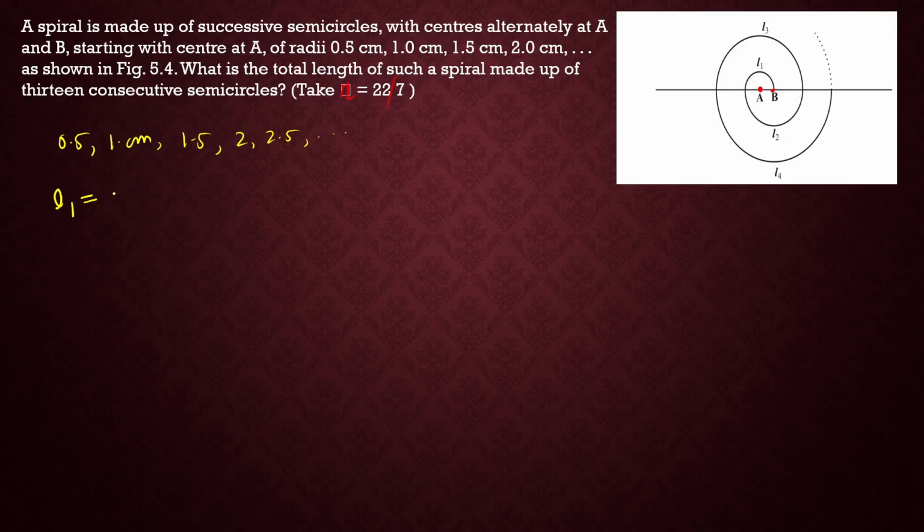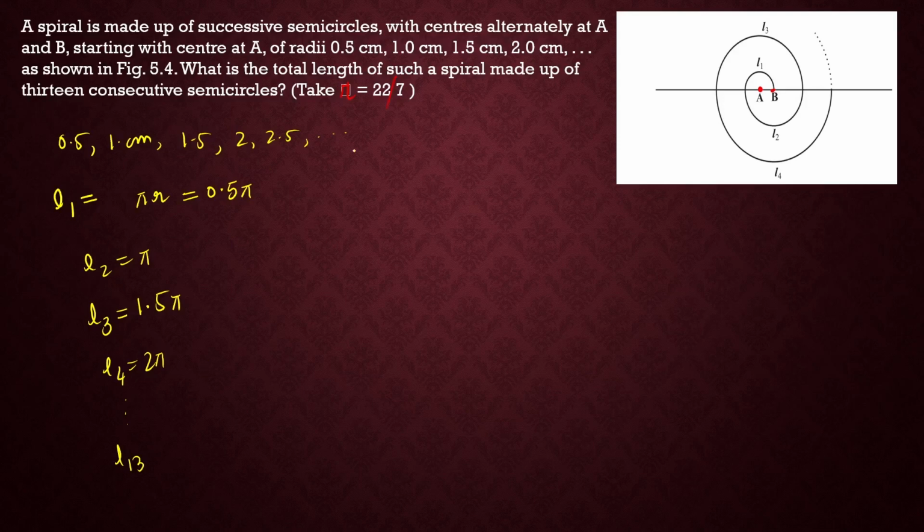Now, the length of a circle is given by 2 pi r. A semicircle needs to be divided by 2, so it's just pi r. That is the length of a semicircle. So the value of L1 is 0.5 pi. The length of L2 is equal to pi. L3 will be equal to 1.5 pi. L4 is equal to 2 pi. And it goes on up till L13.